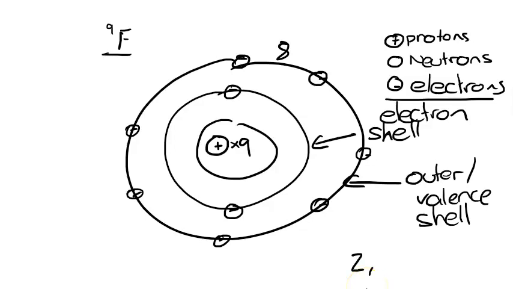So sometimes we want to show the electron configuration of an atom, and we don't want to draw out the whole atom every time. So what we can do instead is show that fluorine has got 2 electrons in its first shell by putting the number 2, and then a comma indicates that we're now going to the next shell, and we're going to put a 7. So that means that we've got 7 electrons in the next shell.